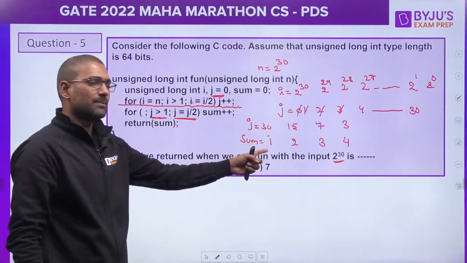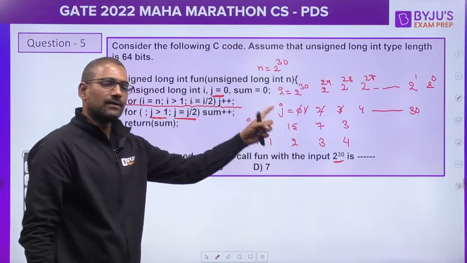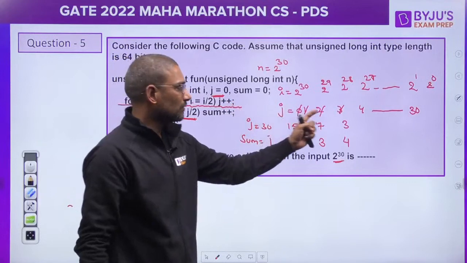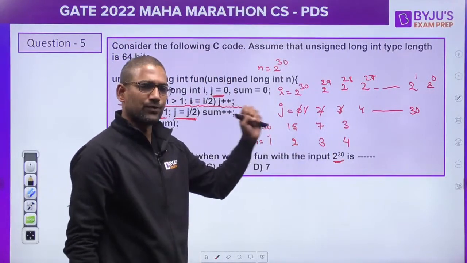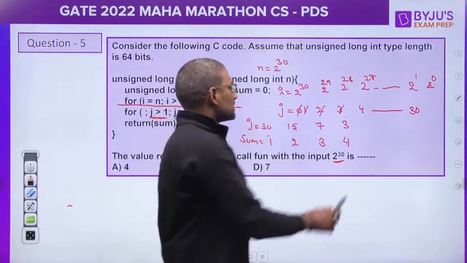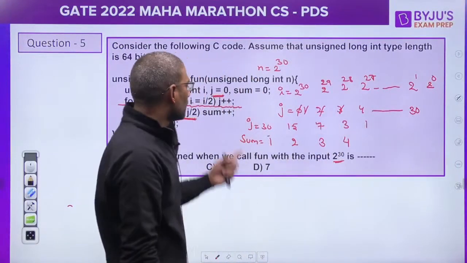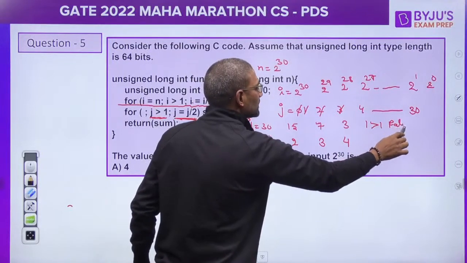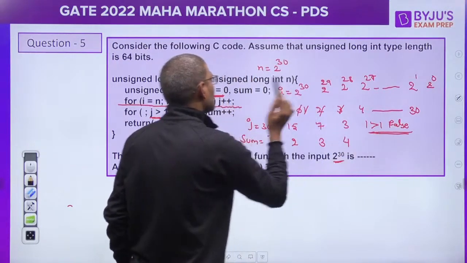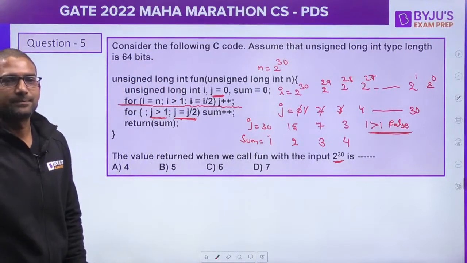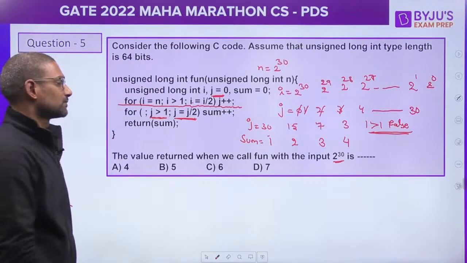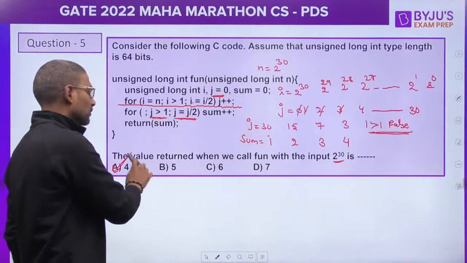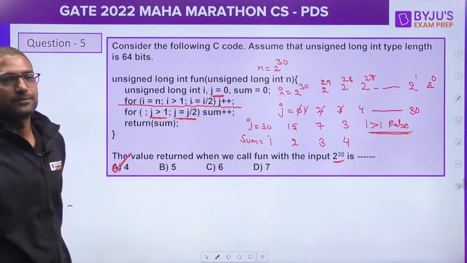30 greater than 1, sum is 1. 15 greater than 1, sum is 2. 7 greater than 1, sum is 3. 3 greater than 1, sum is 4. Now, j becomes 3 by 2, which is 1. 1 greater than 1 is false. So sum will not be incremented here. So what would be the return value? 4 only, not 5.